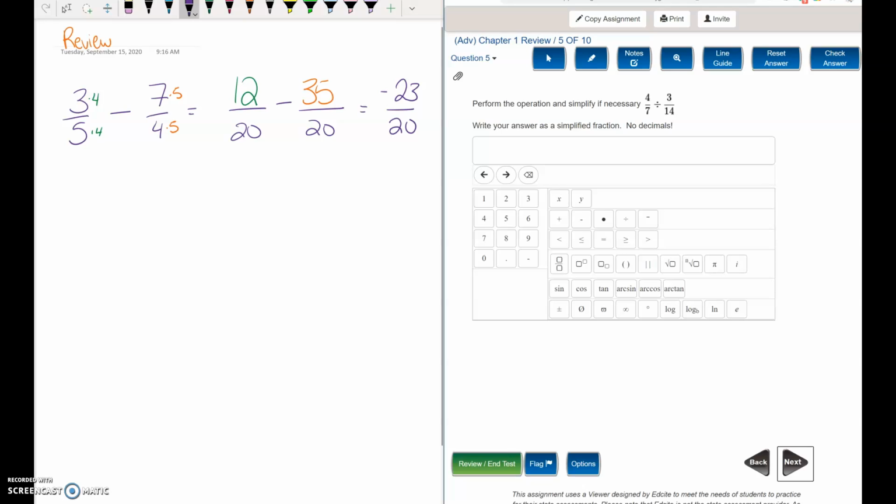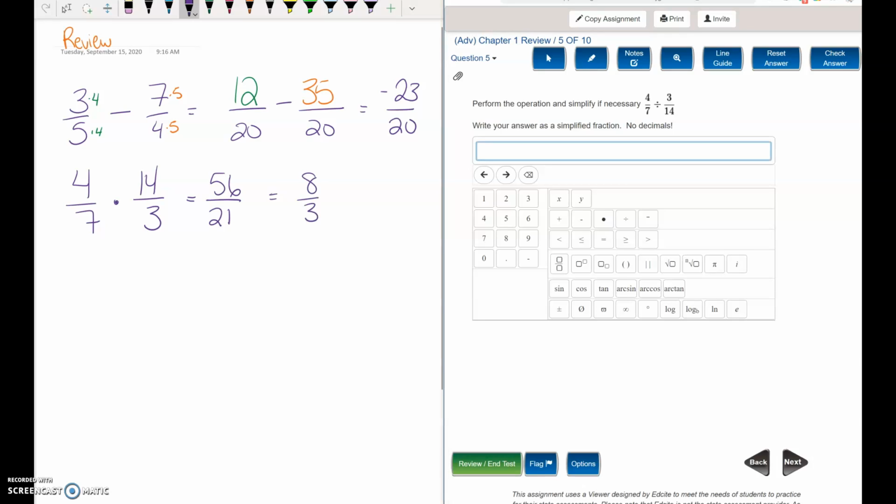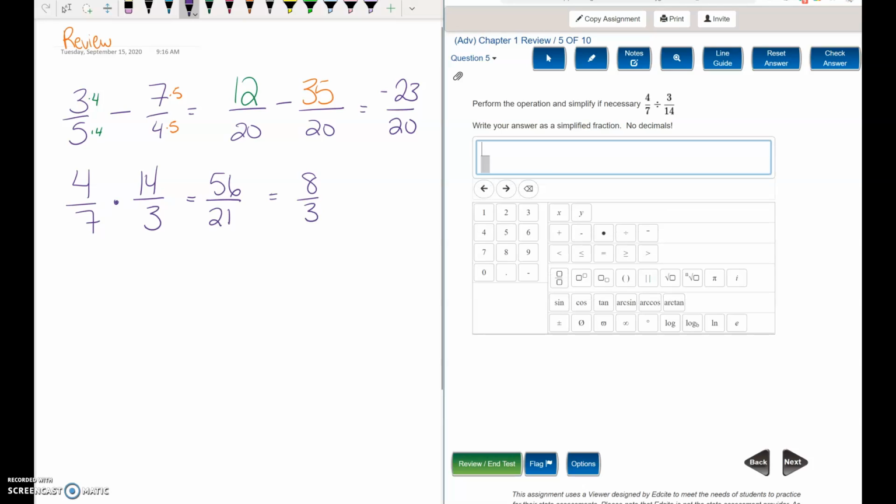The next one, we don't divide. We multiply by the reciprocal. On the top, 4 times 14 is 56. On the bottom, 7 times 3 is 21. In your calculator, do 56 divided by 21 and simplify the fraction. You should get 8/3. It will not accept 56 over 21 as your correct answer. You need to put in 8/3.